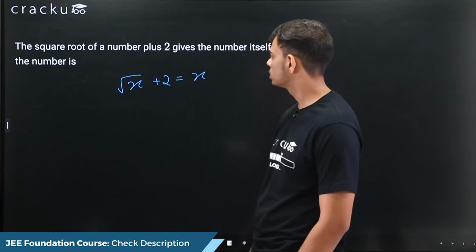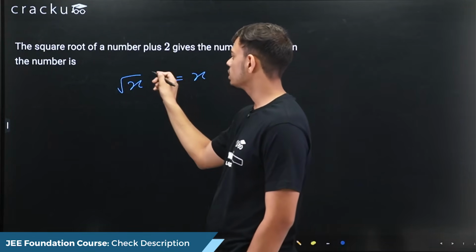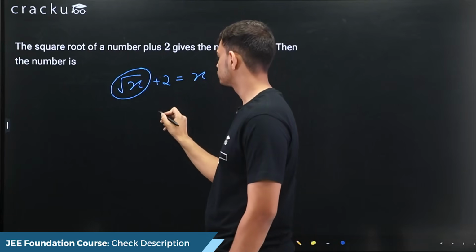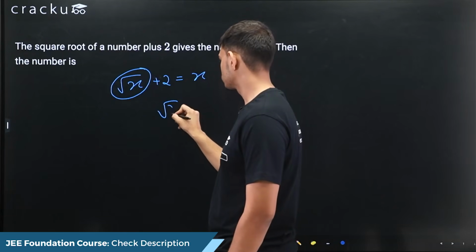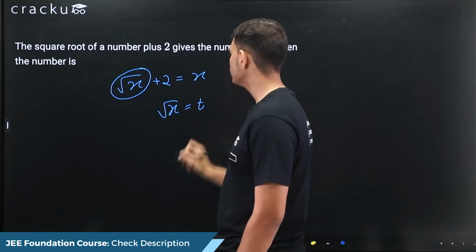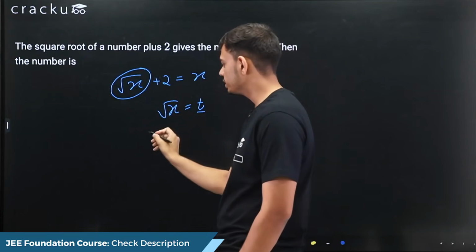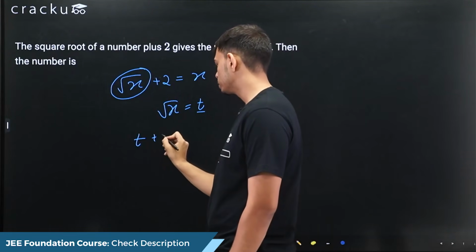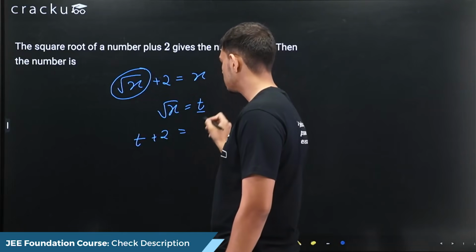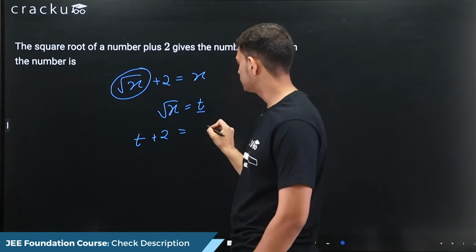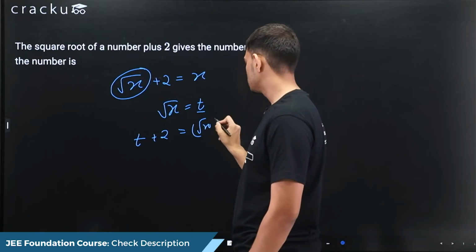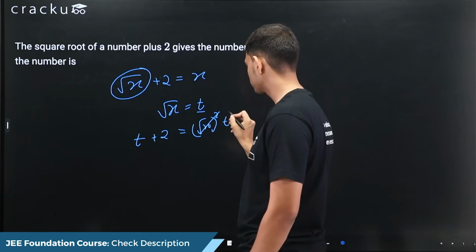Okay, let us consider root x to be t. Why? So that we can get a quadratic equation in terms of t. This will be t, this will be 2, and this will be root x square. x can be written as root x whole square, which is nothing but t square.